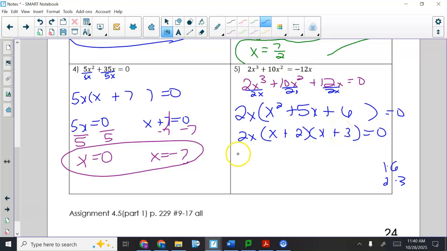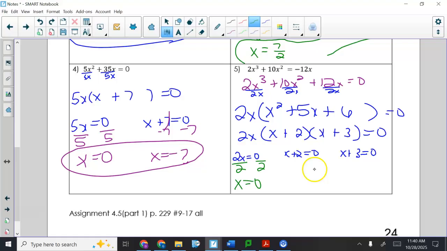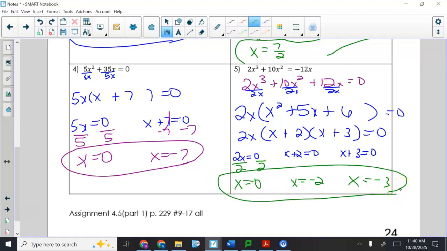All right, so now to solve this, you have to set all 3 of them equal to 0. So 2x equals 0, x plus 2 equals 0, x plus 3 equals 0. So then when I do this first one, 2x equals 0, I can divide both sides by 2. X is 0. This one I just subtract 2, negative 2, and this one subtract 3, negative 3. So 0, negative 2, and negative 3.